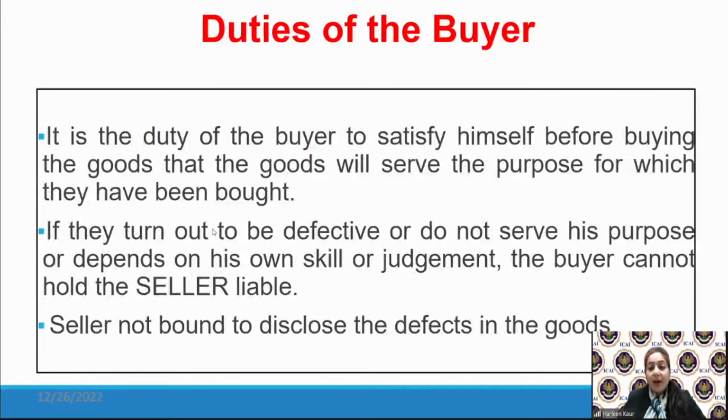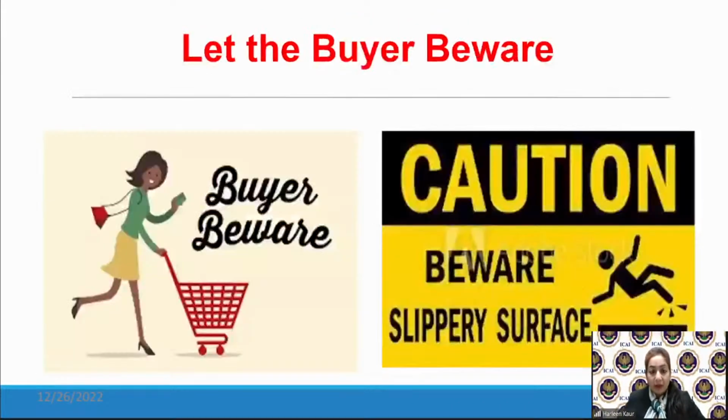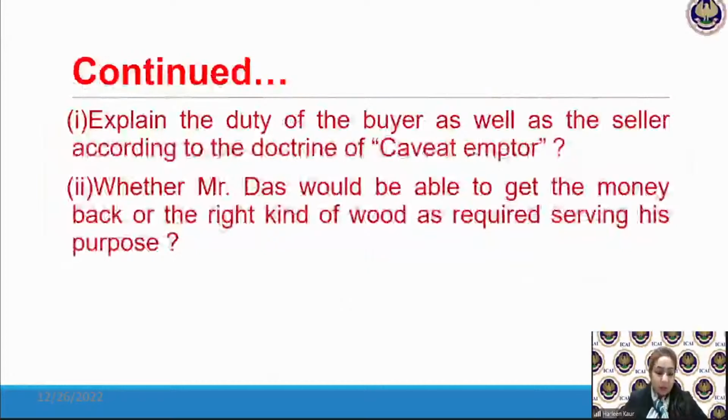So the duty of the buyer is to satisfy himself before buying the goods, and otherwise, if the goods turn out to be defective, he cannot hold the seller liable. This is what we learned in the rule of caveat emptor. So I hope your answer is clear, Mr. Aryan Kumar, that you can hold him liable only if you have fulfilled those three conditions.